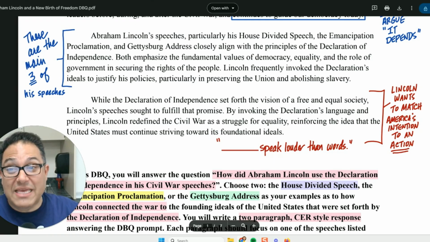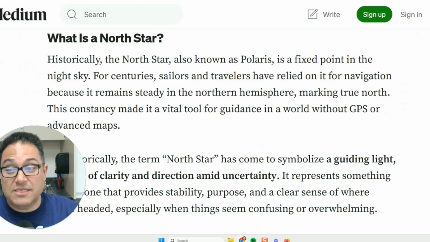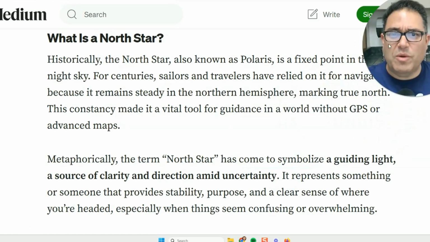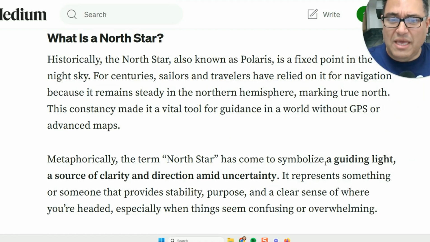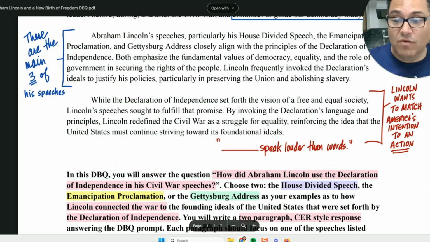Because for Abraham Lincoln, the Declaration of Independence is like his North Star, right? When we use this as a metaphor, we mean it is his guiding light, his source of clarity and direction amid uncertainty. The Civil War was a very uncertain time. But I would argue that Abraham Lincoln used the Declaration of Independence as his North Star, as his mission statement, to keep him moving forward in the most desperate times of the American Civil War.